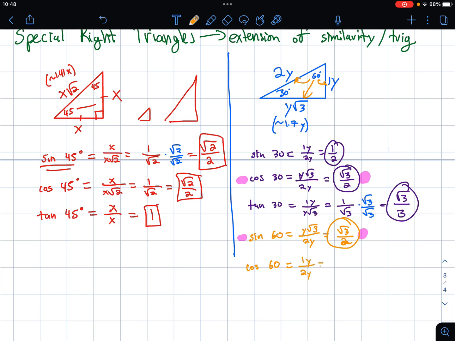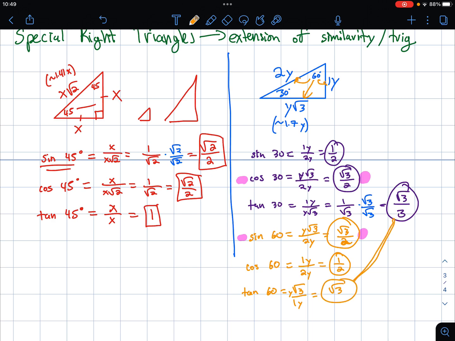The hypotenuse is 2y, which is just 1/2. Very good. What about tangent of 60? What would you expect here? How do you think that relates to tan of 30? Well, tan of 60, opposite of 60 is y root 3, and adjacent to 60 is 1y. So we just get root 3 over 1, or just root 3.